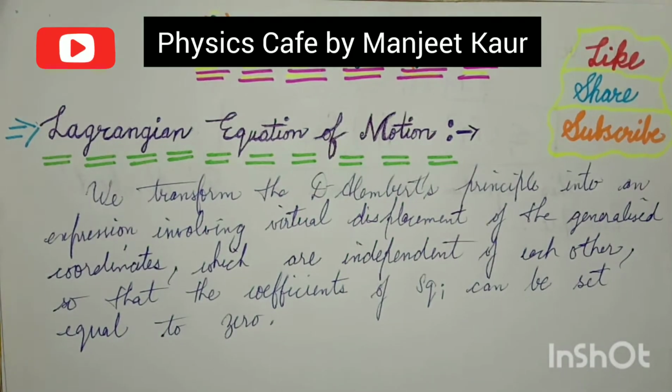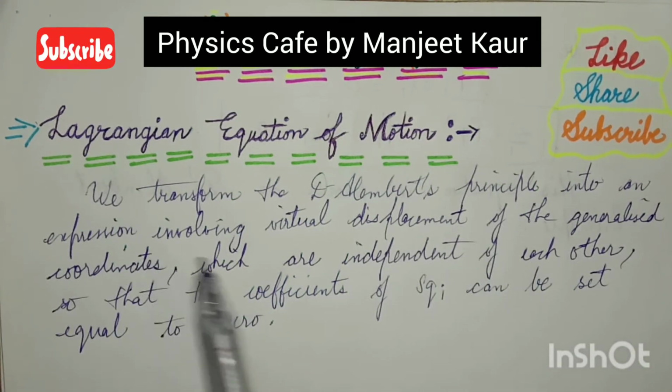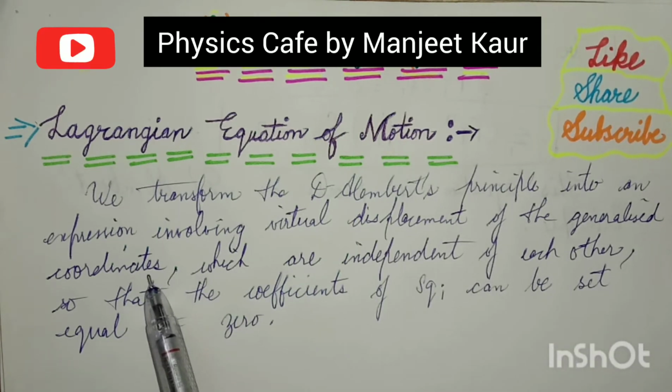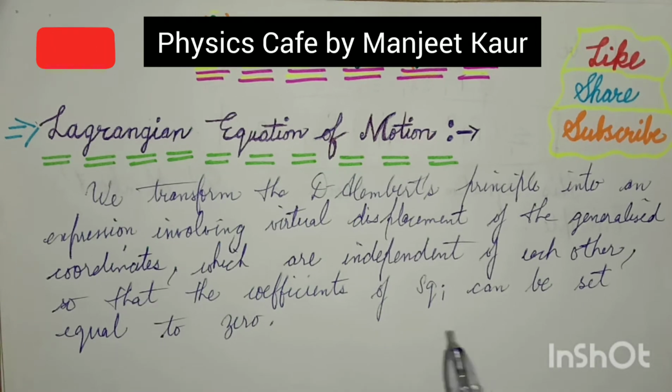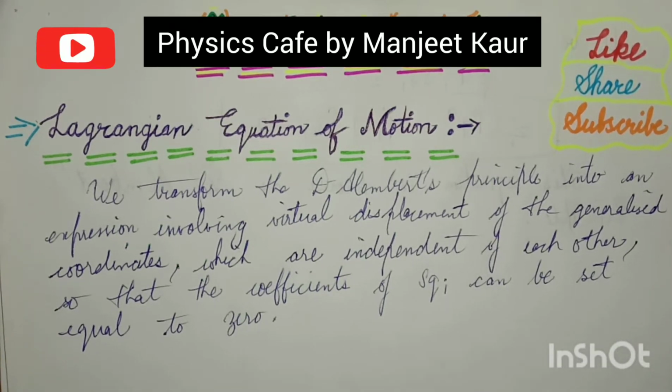So what we say? We transform the D'Alembert's principle into that expression which involves virtual displacement of the generalized coordinate. What are generalized coordinates? Which are independent of each other, which are free from any constraint, so that the coefficient of the generalized coordinates can be equal to 0.